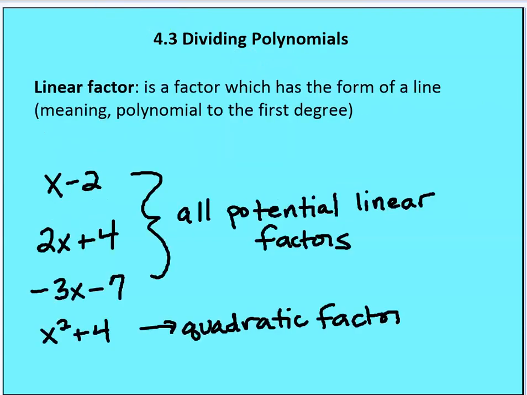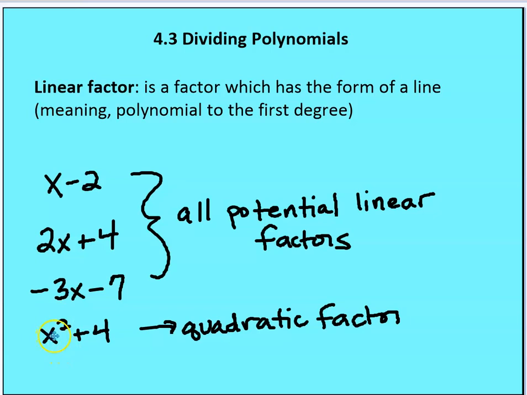All right, so what is a linear factor? A linear factor is a factor which has the form of a line, meaning a polynomial to the first degree. So I have x minus 2, degree is 1. 2x plus 4, degree is 1 for x. Minus 3x minus 7. Highest degree is 1 for these three factors. They're all in the form of a line. If I were to set y equal to that, you would end up with a line. So we're going to call these linear factors.